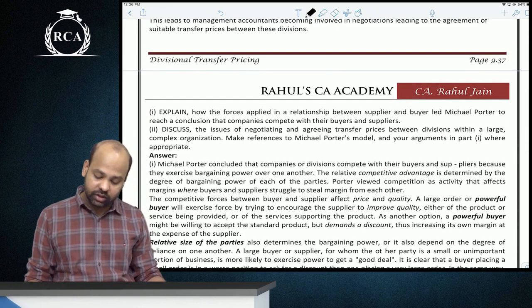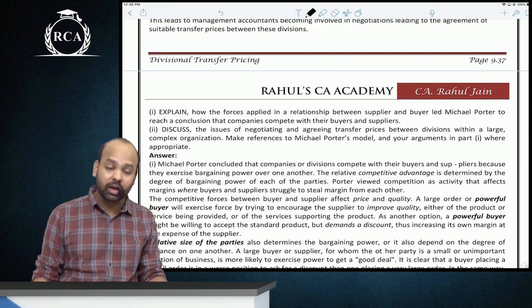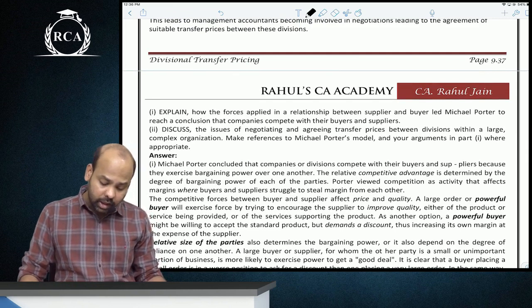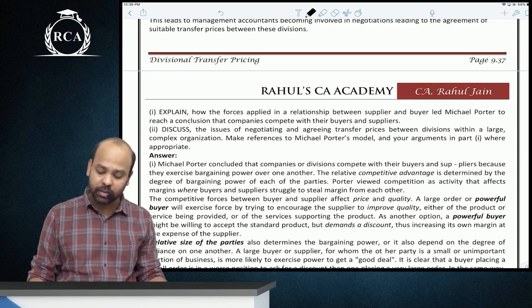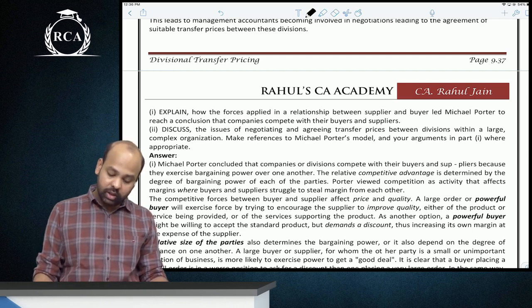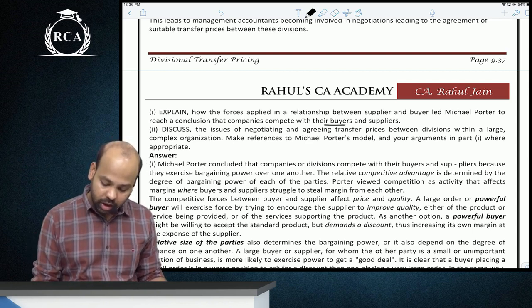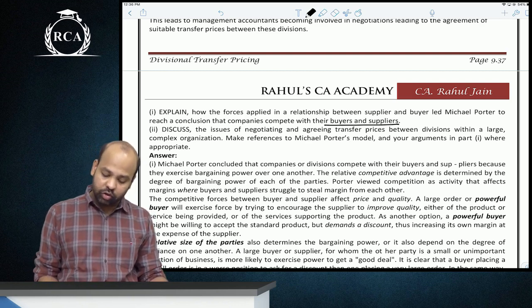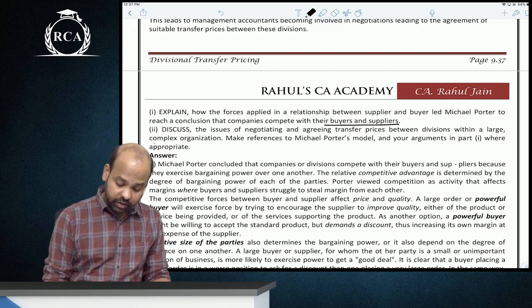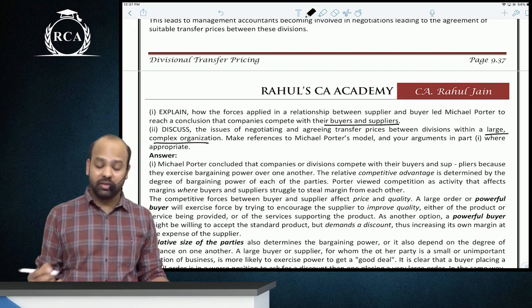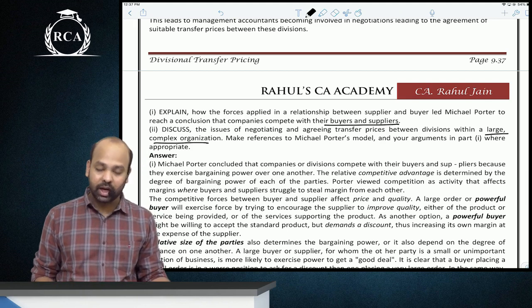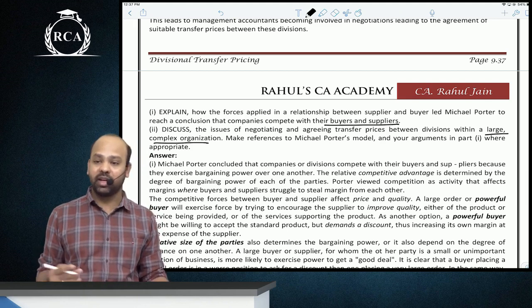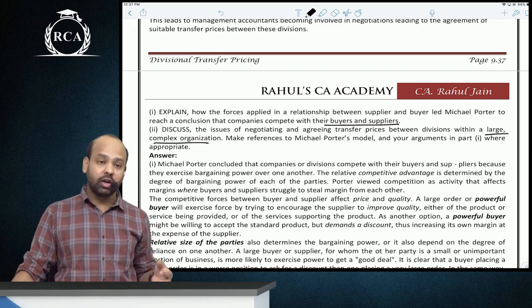Explain how the forces applied in a relationship between buyer and supplier led Michael Porter to reach a conclusion that companies compete with their buyers and sellers. So here, beta, we will have to talk about bargaining power of buyers and suppliers only. Discuss the issues of negotiating and agreeing transfer prices between divisions within a large complex organization. A large complex organization, guys, is created. Do not forget, beta, a large complex organization is created because of vertical and horizontal integration as such, guys.